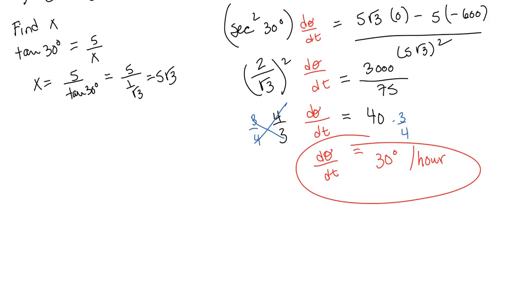Now I'm going to let you attempt on your own finding d theta over dt when theta equals 60 degrees. You'll follow the same basic process I did here. You'll find x for this particular angle, and then you'll plug all the values in to find your d theta over dt. And you can find the work for that shown in the lecture notes, which are printed. It's all done for you right there. So I want you to try this one out. It's very similar.